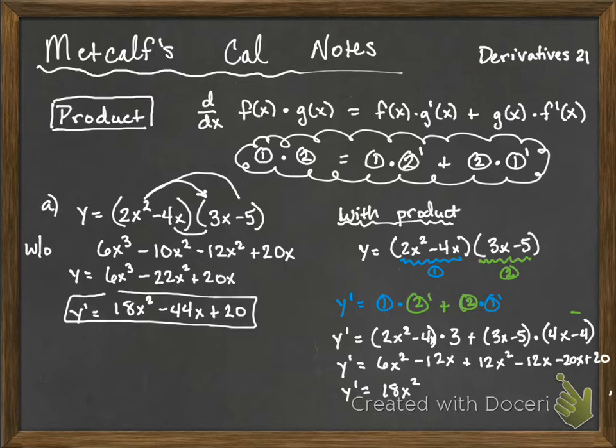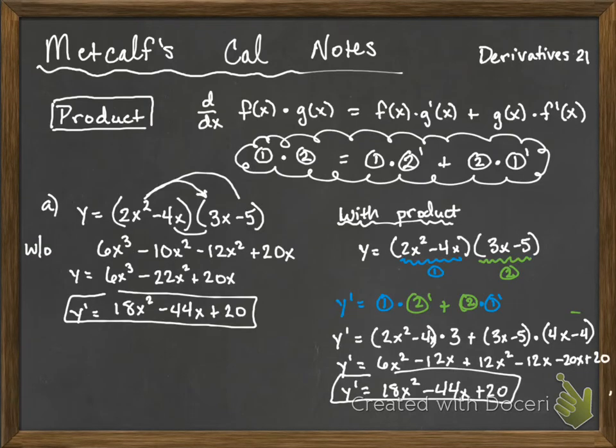Negative 12, and negative 20 gives me negative 44x plus 20. So in both cases, whether using the product rule or not using the product rule, we still get the same exact answer. Okay, let's look on to something like C. I'm going to let you guys do B on your own, and I'm going to do C with you.